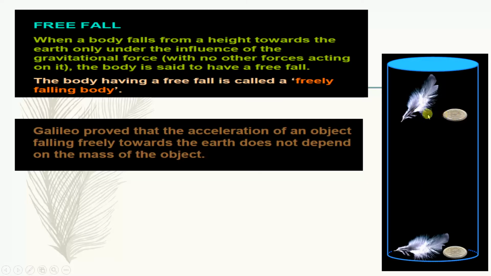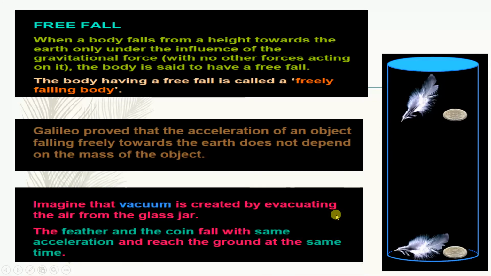A 5 rupee coin is heavier than the feather, but he dropped both of these and found that both fall at the same time, under the condition that this glass tube should have vacuum inside. There should be no air to resist this. Then the objects, either heavier or lighter, will fall at the same time. Imagine that vacuum is created by evacuating the air from the glass jar here, and the feather and the coin will fall with the same acceleration and reach the ground at the same time.